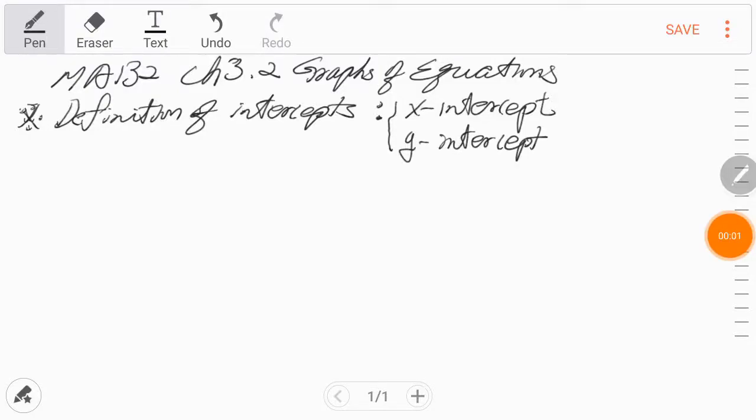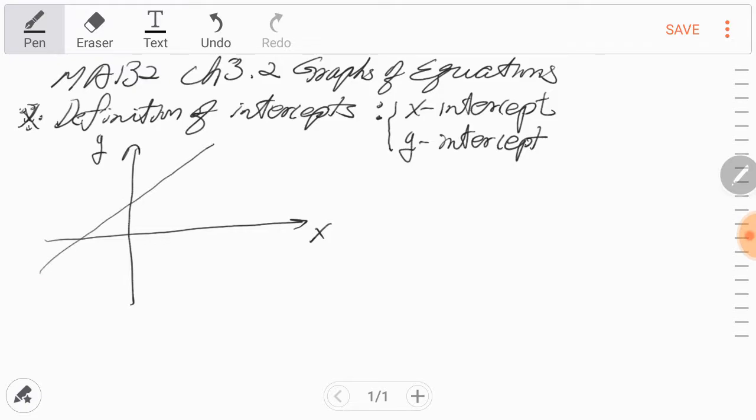In this section, we will learn how to find the x-intercept and the y-intercept of a graph. So let me draw a rectangular coordinate system, x-axis, y-axis. Let's say there is a line passing through like this. The point where the graph crosses the x-axis, we call the x-intercept. And if the line crosses the y-axis, we call this the y-intercept.